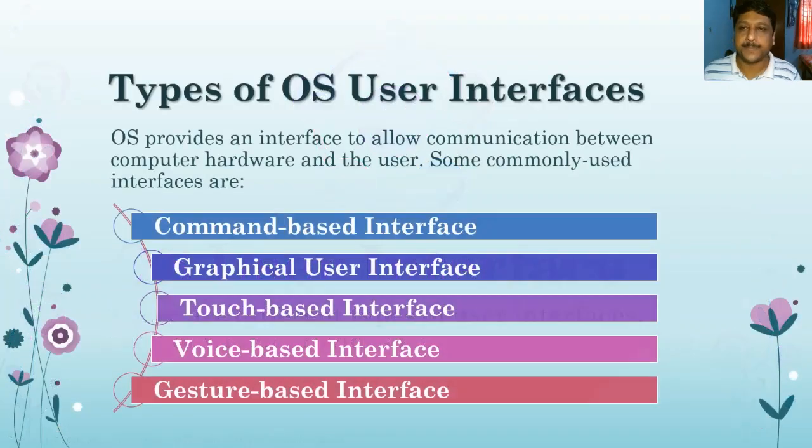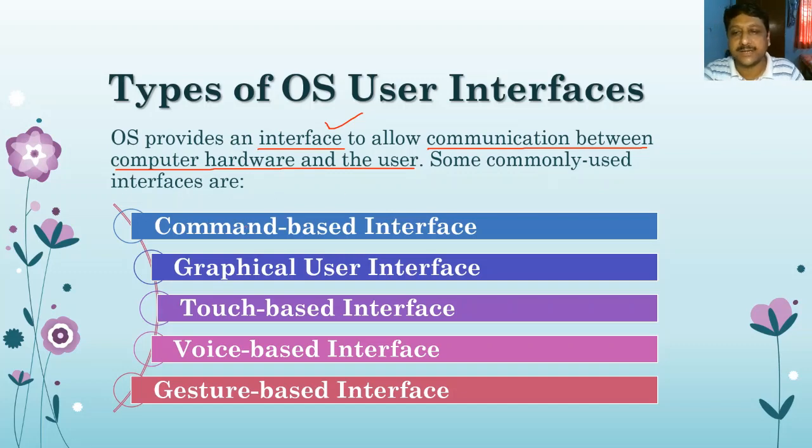Types of OS, operating system user interfaces. The OS provides an interface to allow communication between computer hardware and the user. What is the basic use of an interface? Interface means communication between computer hardware and the user. This is known as interface.